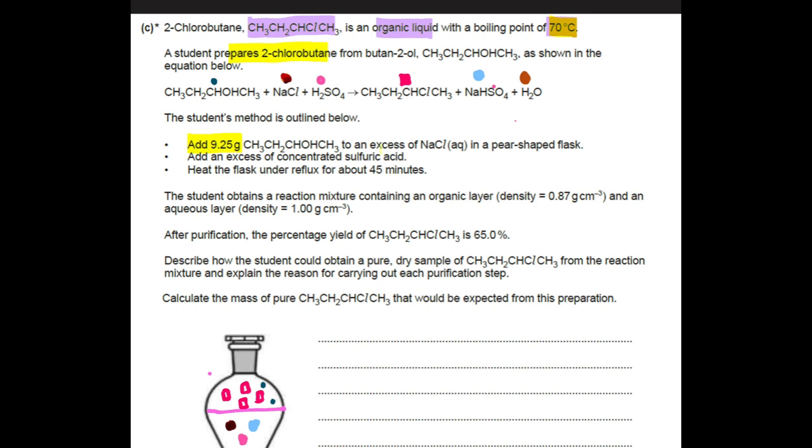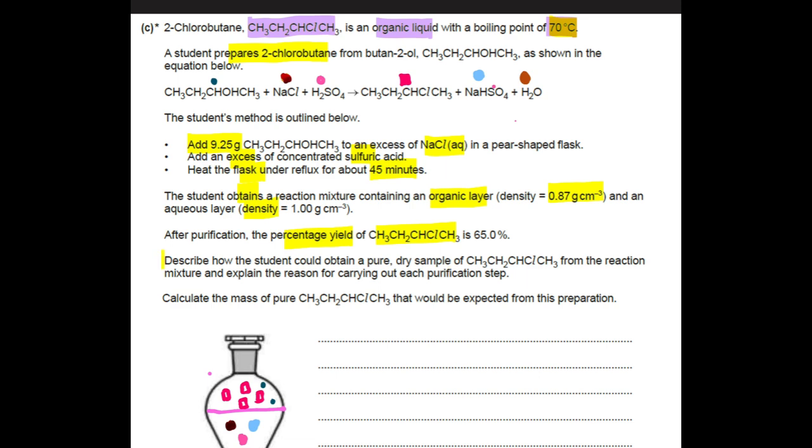gram of the alcohol, and with the excess of NaCl in the pear-shaped flask he put, and then he added excess of sulfuric acid as well, and then he heated it under reflux for 45 minutes. The student obtained a reaction mixture containing an organic layer. The density of the organic layer has been given, and the aqueous layer and the density of the aqueous layer has been given. We will talk about why we will get layers in a minute. After purification, the percentage yield of the desired product you had was 65%.